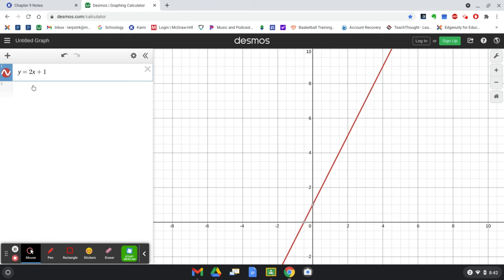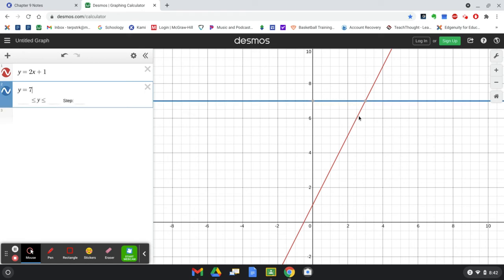Here's another thing you could do to solve that. You could say, well, I want to find when y equals 7, and we can find this intersection right here. So there's only one spot on that line where it's equal to 7.